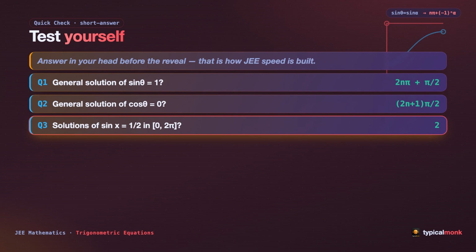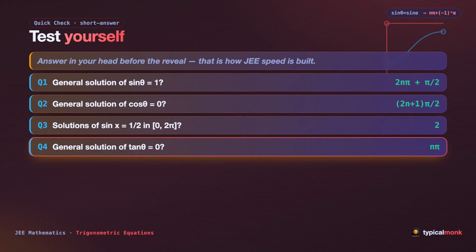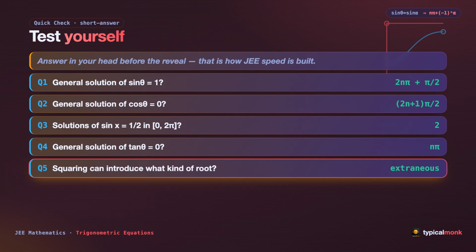Question 3. How many solutions does sine x equals 1/2 have inside 0 to 2 pi? 2. Question 4. What is the general solution of tangent theta equals 0? N pi. And question 5. Squaring an equation can introduce what kind of root? An extraneous one. If you got all 5, you have truly understood today's class.